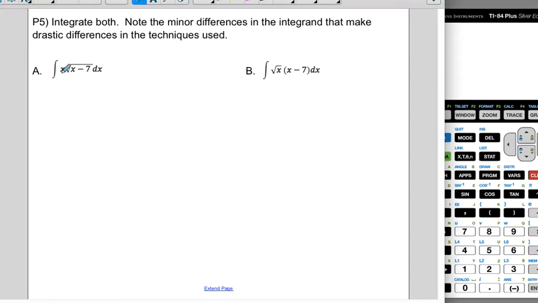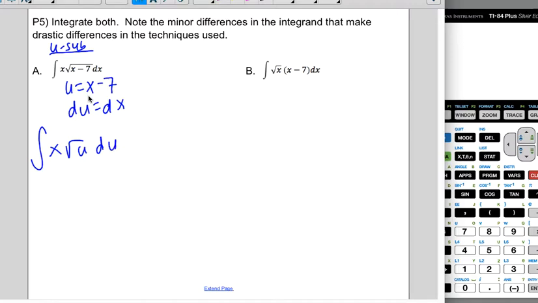So in A, I have to use U-sub because in A, I can't distribute this x. So I have a function inside a function. The x minus 7 is inside a root. I have a du that is a dx. So I'm going to have to use U-sub. There's nothing I can do here. I can't distribute. I'm going to have this x root u times a du, and then I'm going to have to use this formula like we've seen before.